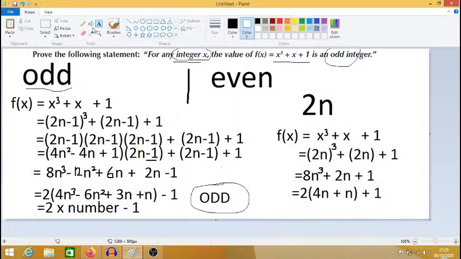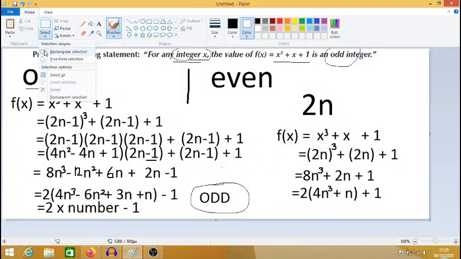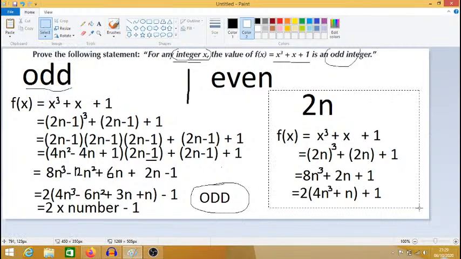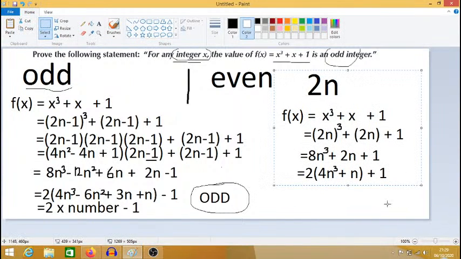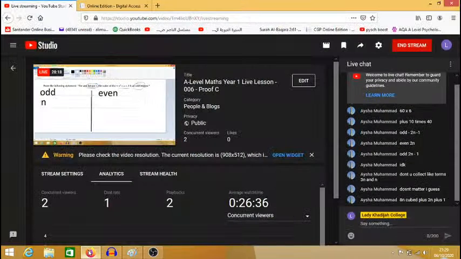And then what's the observation? Can you write down in the chat window, if you are brave enough, what can I observe about this expression? 2 bracket 4n cubed plus n plus 1. Trying to show that after putting in an even number, I'm getting an odd integer, an odd number out.